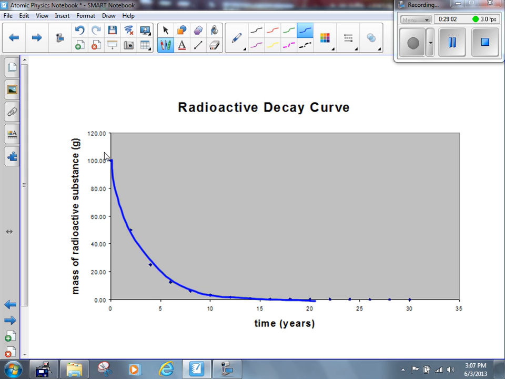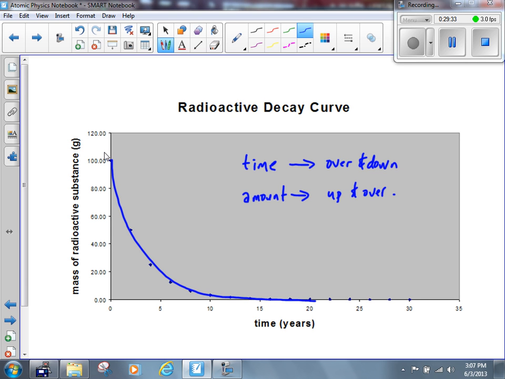We need to be able to find either a time, or an amount, in this case the mass. If we want to find a certain time, then we're going to read over and down on the graph. If we find an amount, it's going to be up and over. For instance, what's the half-life of this radioactive sample?